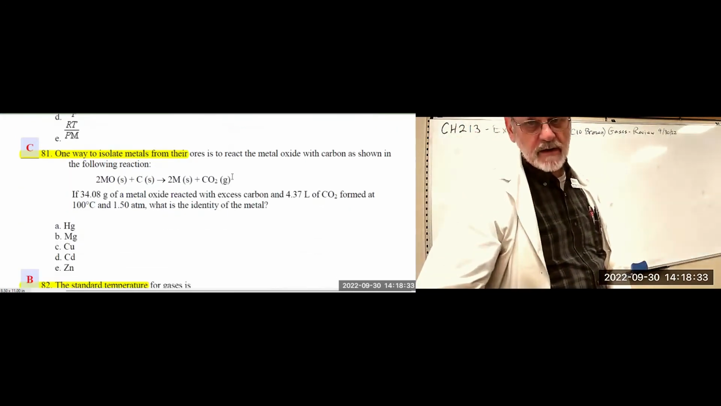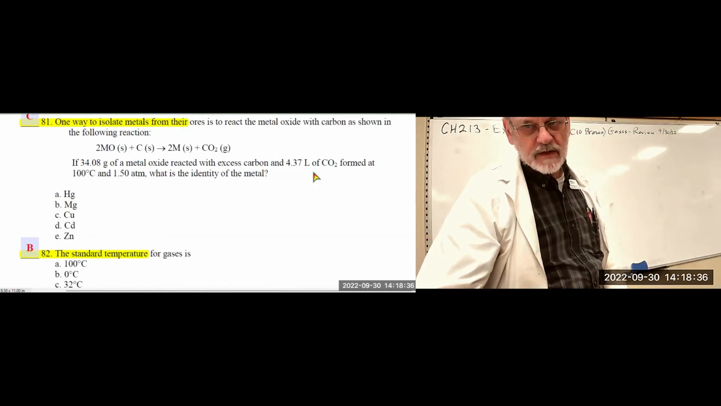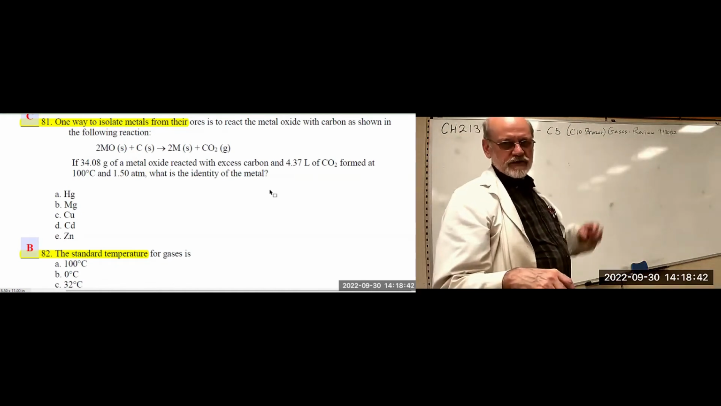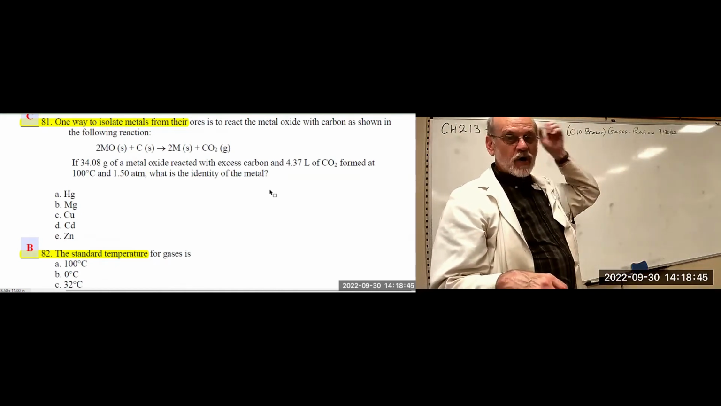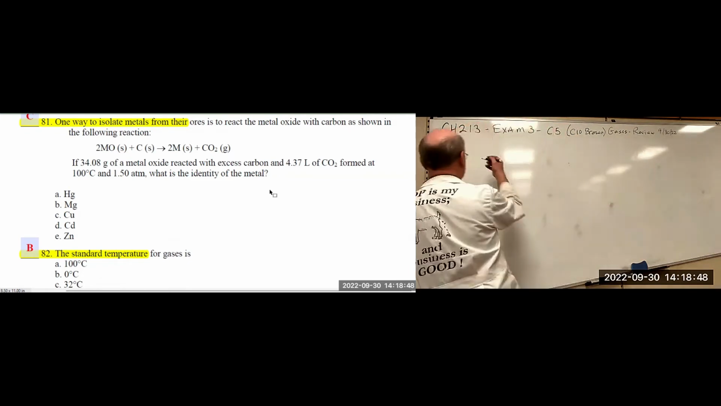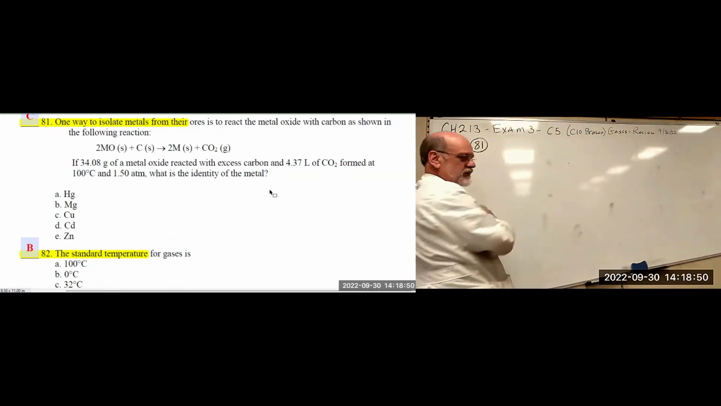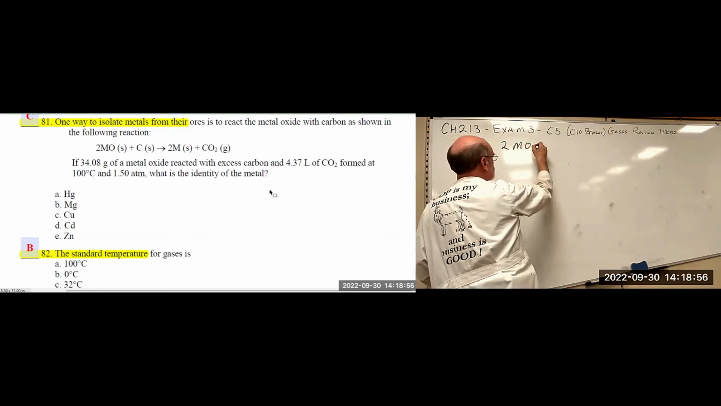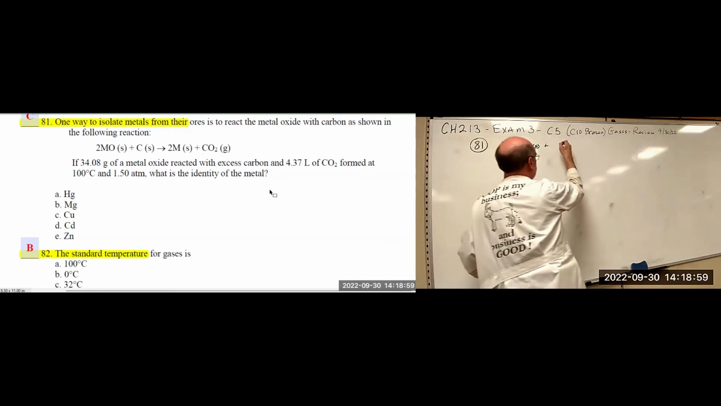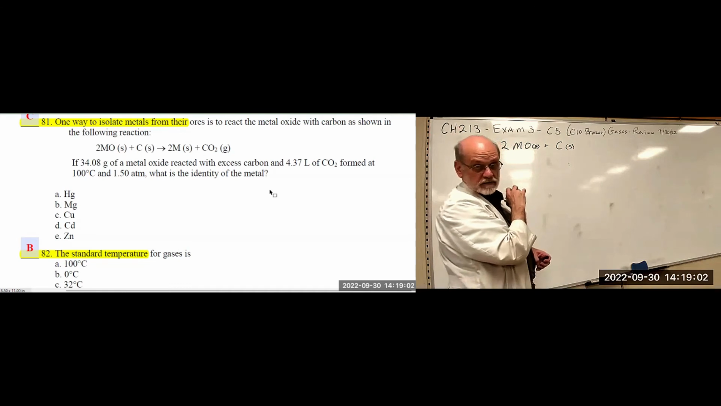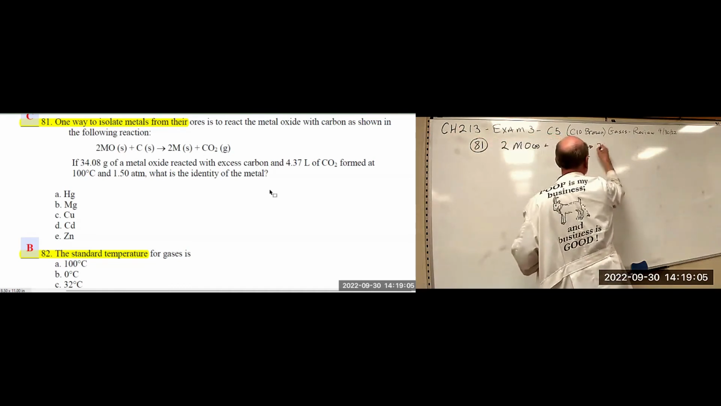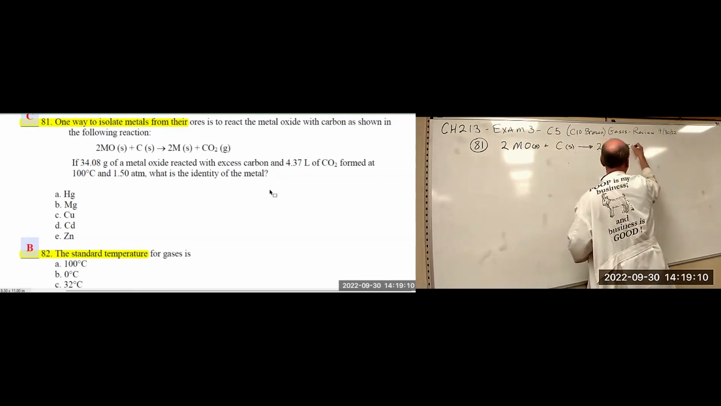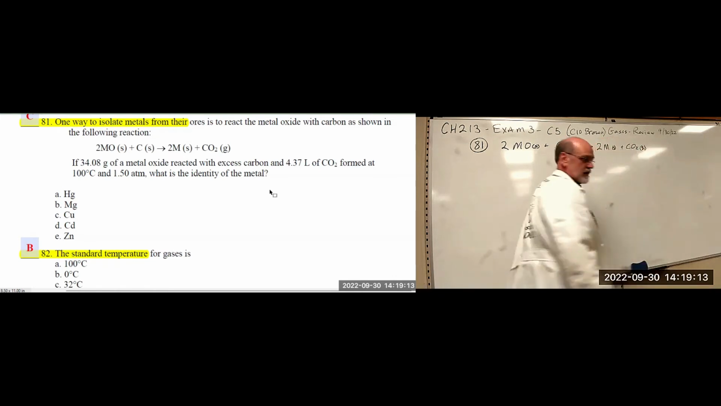Okay, 81. Let me move this out of my way. Here we go. One way to isolate metals from their ores is to react the metal oxide with carbon as shown in the following reaction. With this generic reaction, 2 times MO, that's a solid, reacted with carbon, yields 2M solid plus CO2.